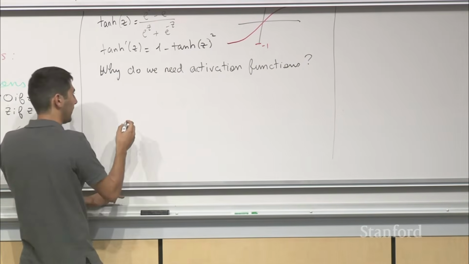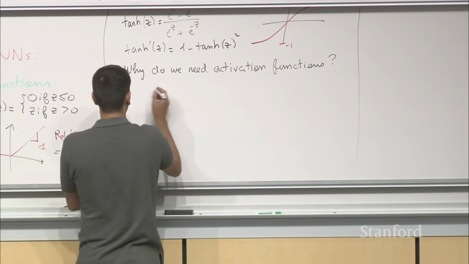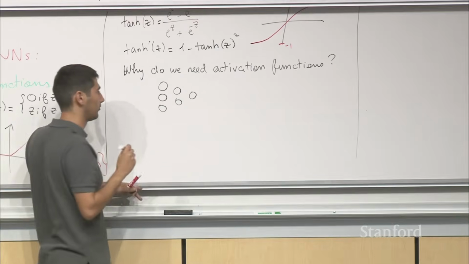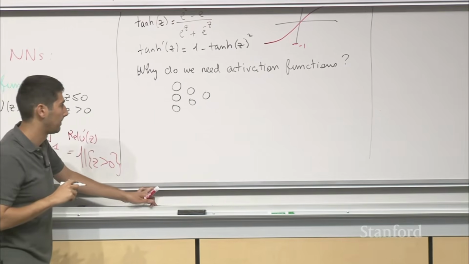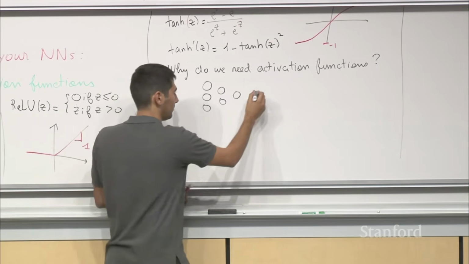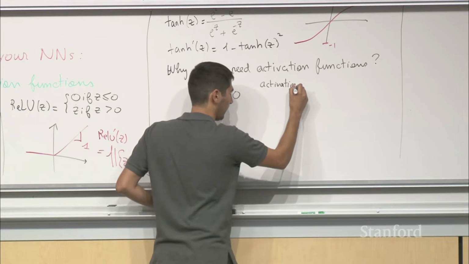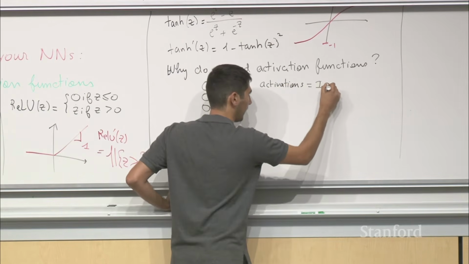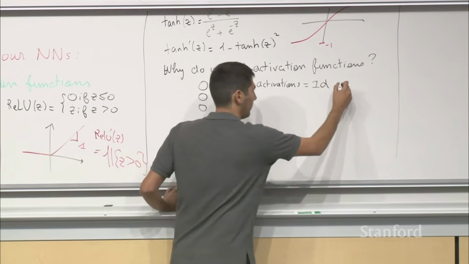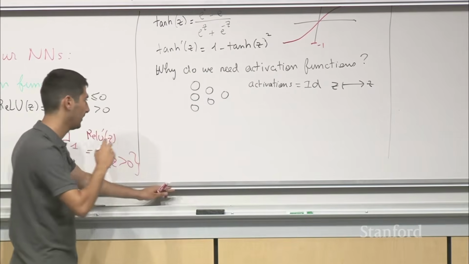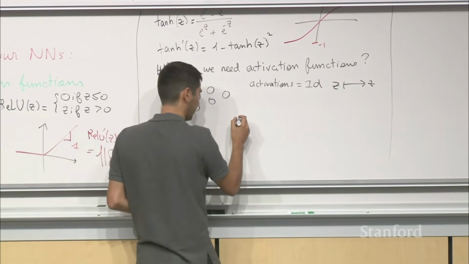So let's assume that we have a network which is the same as before. Our network is 3 neurons feeding into 2 neurons, feeding into 1 neuron. And we're trying to use activations that are equal to identity functions. So it means Z is given to Z. Let's try to derive the forward propagation.